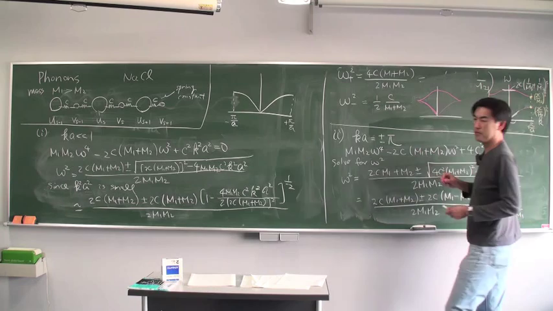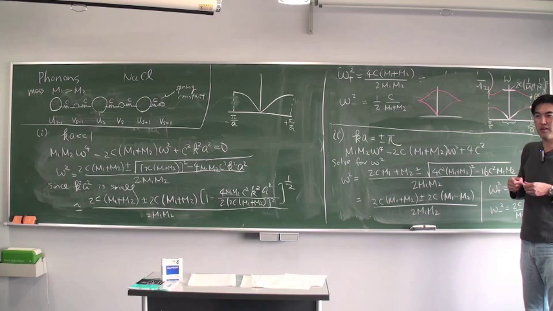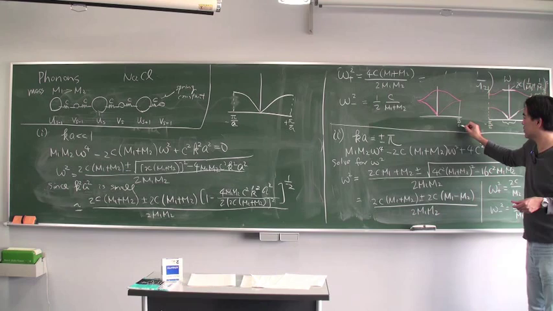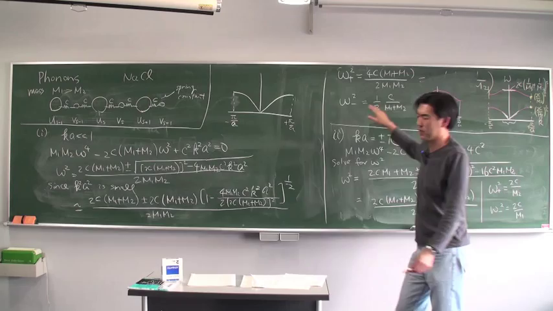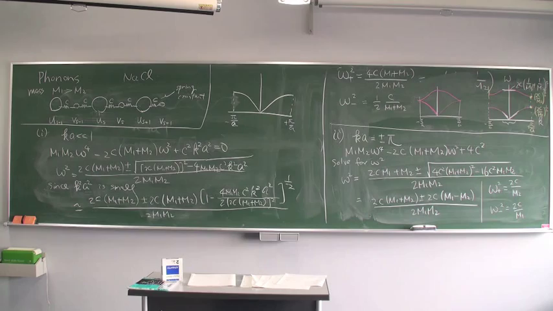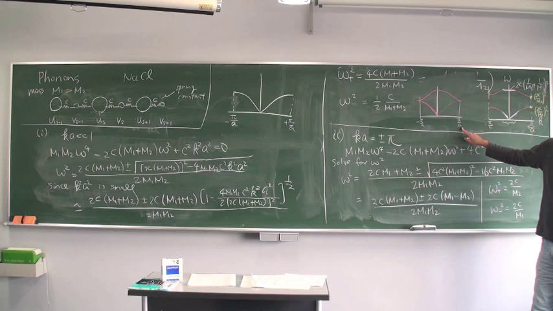Now what does it mean? What is the same mass? Maybe it's the same atom. It could be the same atom. This is pi over A. This is minus pi over A. So what is the relation between this one and this one? It's just a different A, right?